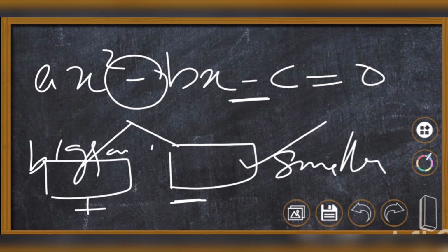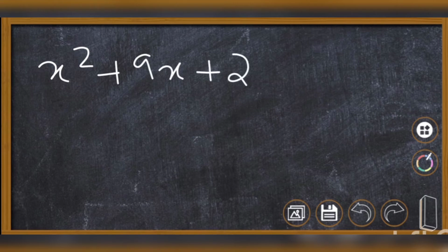So now we have seen that when c is associated with a positive sign, the roots will be of the same sign. And when c is associated with a negative sign, the roots will be of different sign. And the sign of the roots depends upon the sign of b.